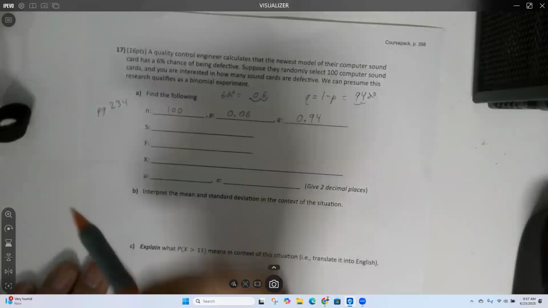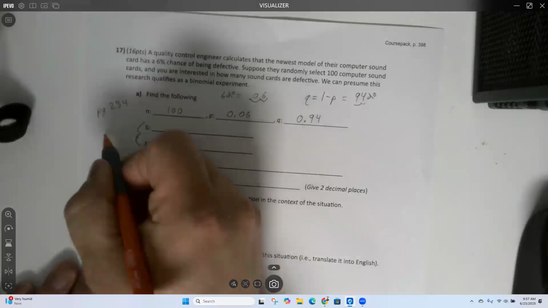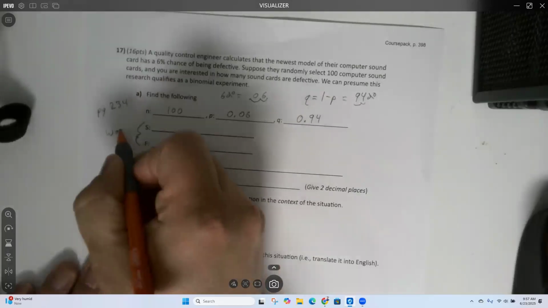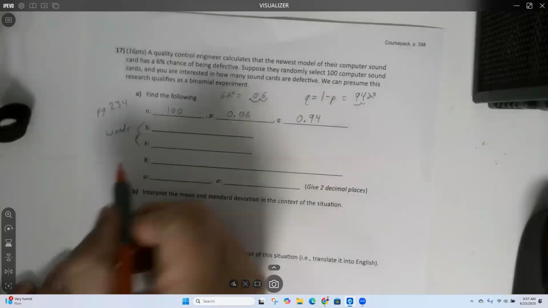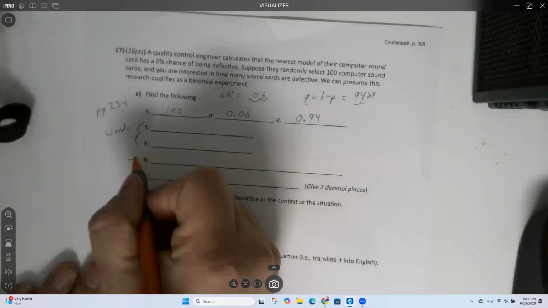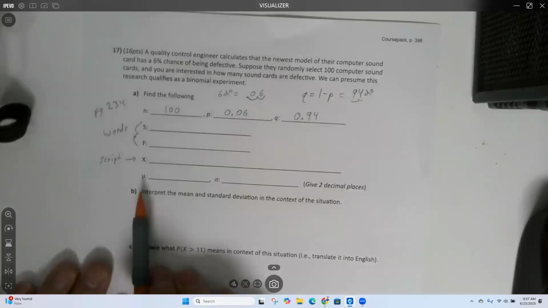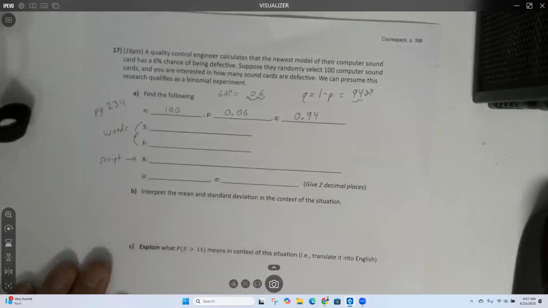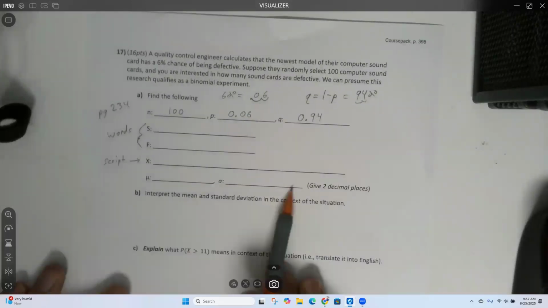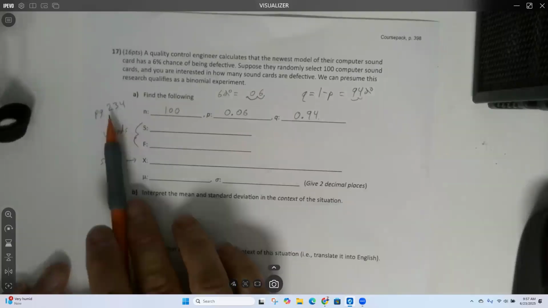S is not a number, neither is F. That's your successes, so you need to write that in words. X, what is X? There's a script for that. And then mu is your mean, sigma is your standard deviation. These ones you do need numbers. And there's a formula for that, page 234.